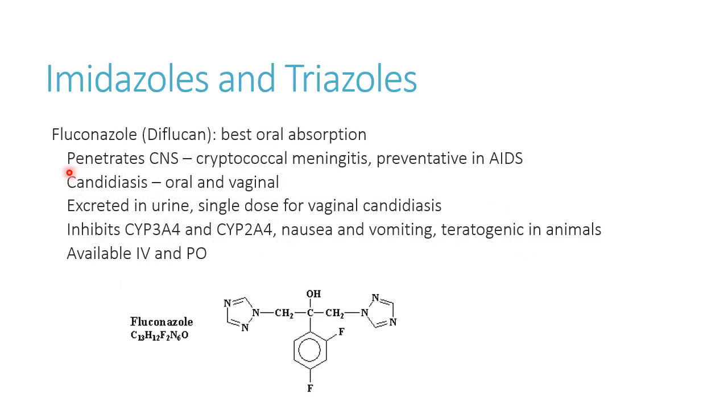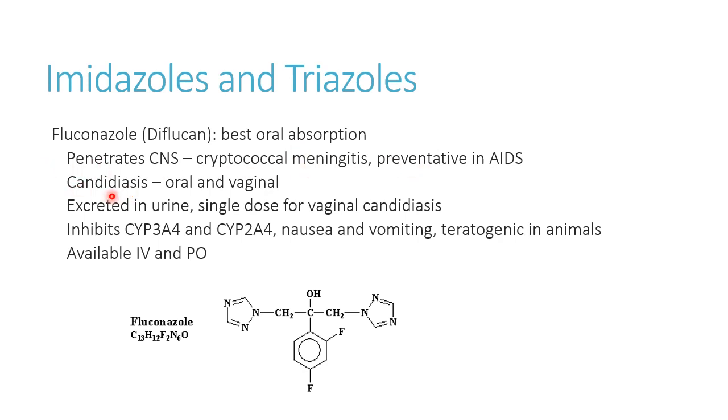Next we have fluconazole. This is probably one of the most common antifungal drugs you're going to run across. Anyone ever heard of fluconazole or Diflucan before? Most people have probably heard of it. This gets used very frequently for all sorts of different uses. As you'll see, it has very good oral absorption. It can penetrate the CNS, so this is actually good for things like cryptococcal meningitis. It can sometimes be preventative. We may give it to a patient with AIDS-defining illnesses to try to prevent cryptococcal meningitis from occurring.